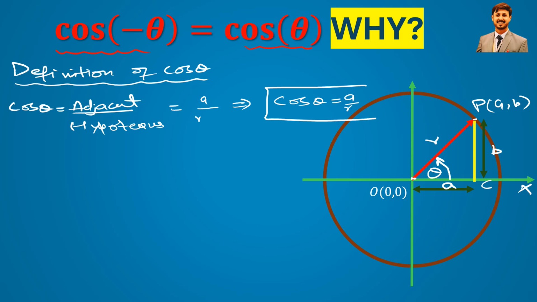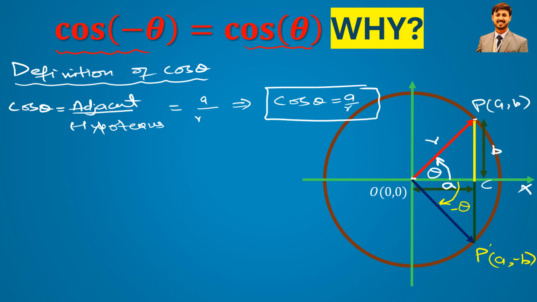Now consider another aspect: what will be cos of negative theta? We have the standard for measuring angles that if we move in the anti-clockwise direction, we take the angle as positive. If we move in the clockwise direction, then the angle is negative. So in this right triangle, the angle from the x-axis in the clockwise direction is negative theta, and I'm calling this point P prime. The coordinates of P were A comma B; for P prime they are A comma negative B.